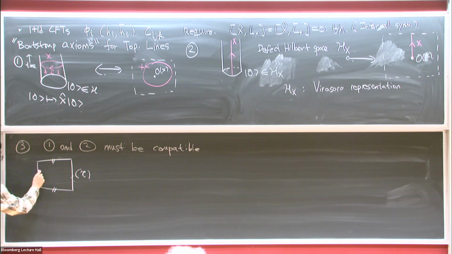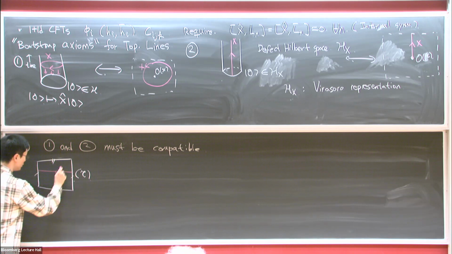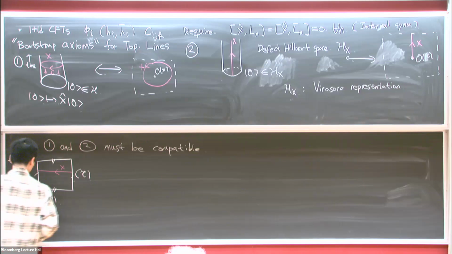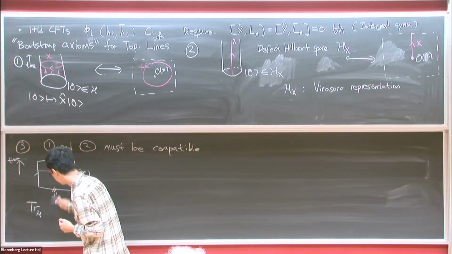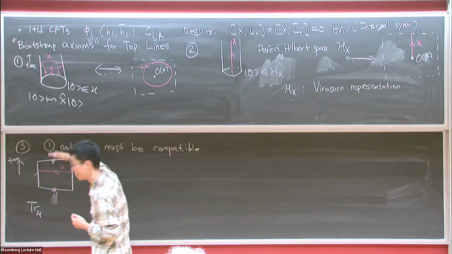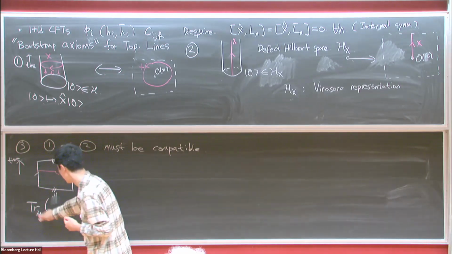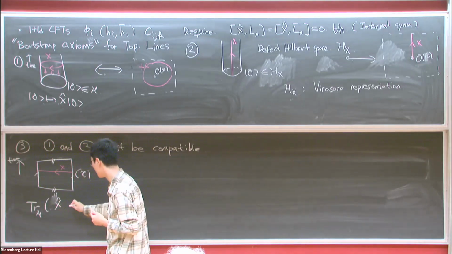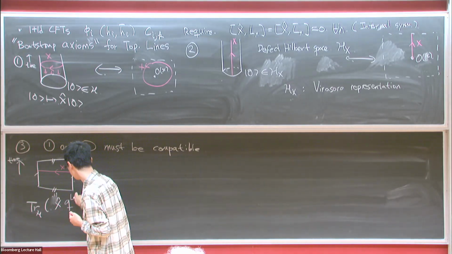And consider wrapping your topological line along this spatial direction. So I'm taking this to be the time direction. And this picture is meant to represent the following quantity. If you do this path integral, what you get is the trace over the circle Hilbert space, where the operator X acts on this Hilbert space, and then you have the Hamiltonian.